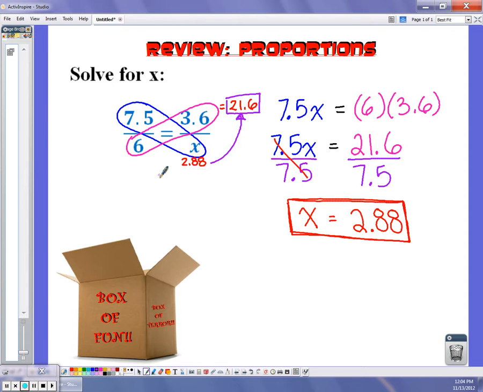That's all you need to know about proportions in terms of checking to see if two items are proportional with one another and solving for a missing term in a proportion.